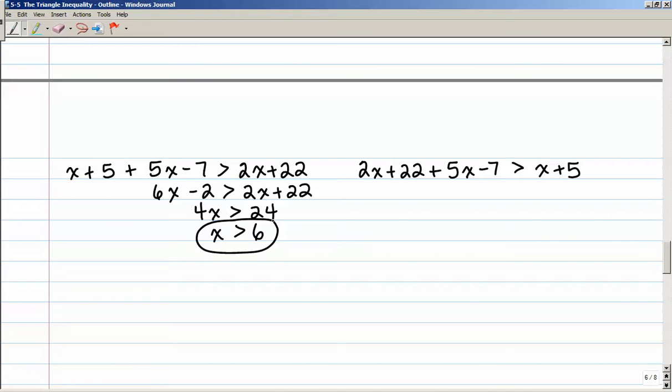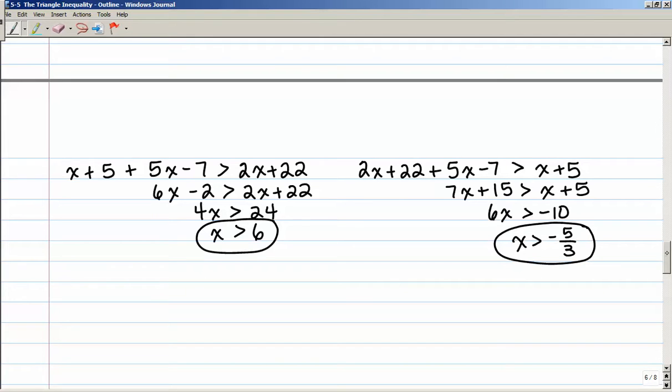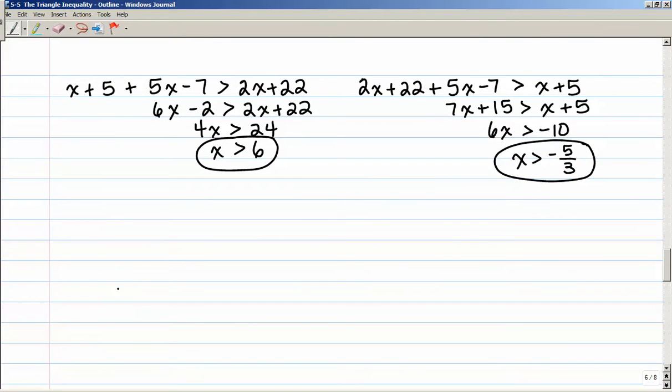There's another one I want to deal with graphing. And 7x plus 15 is greater than x plus 5, or 6x is greater than negative 10, or x is greater than negative 5/3. Okay, so let's graph each one of those on a number line. And so I need a number line that has negative 5/3, a 6, and a 17.